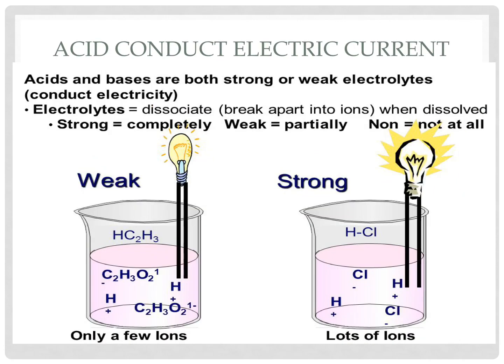Acid conducts electricity or electrical current. How or why? Whenever acid is dissolved in water, it breaks apart and forms ions.